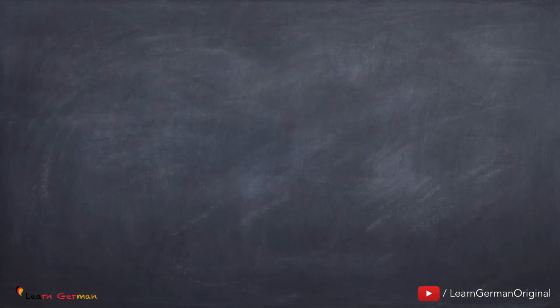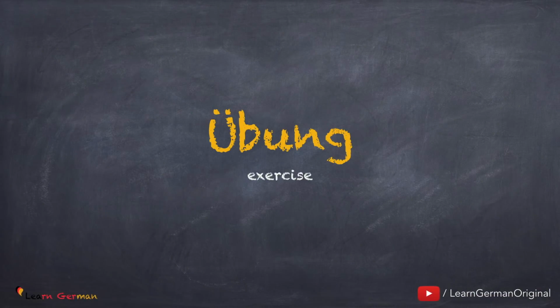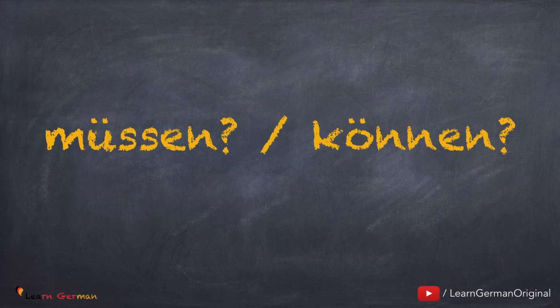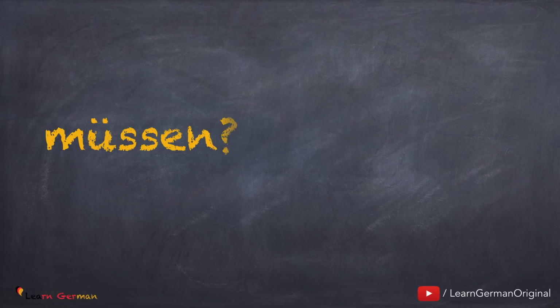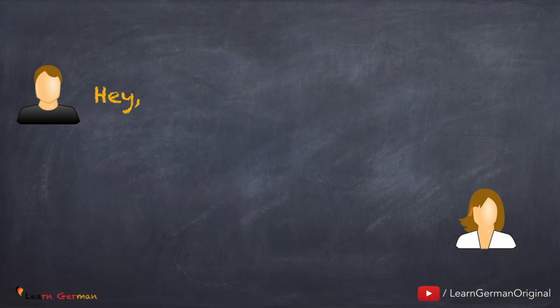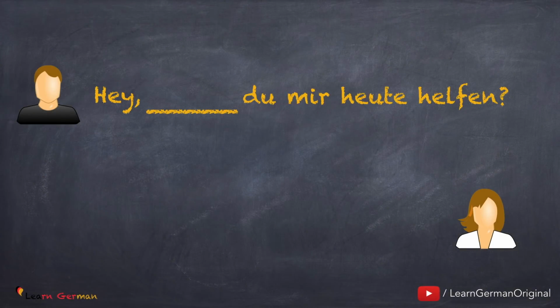Great! Now let's move on to the exercise. Übung. You have to fill in the blanks with müssen or können. Don't forget to conjugate them. And here's the first one. This is a dialogue between two people. Try to fill in the correct modal verb.